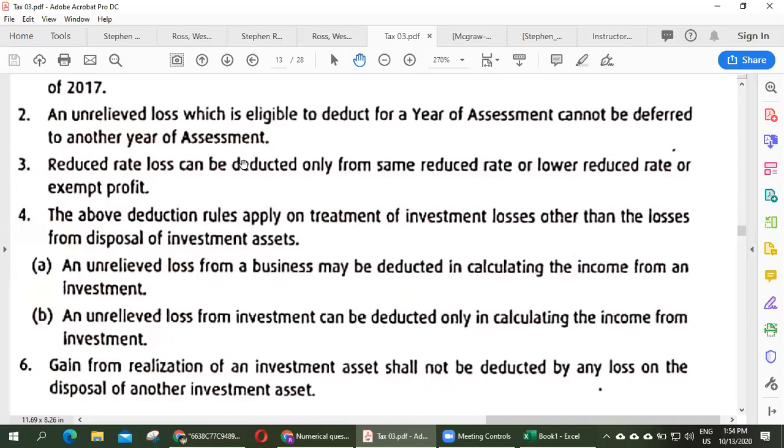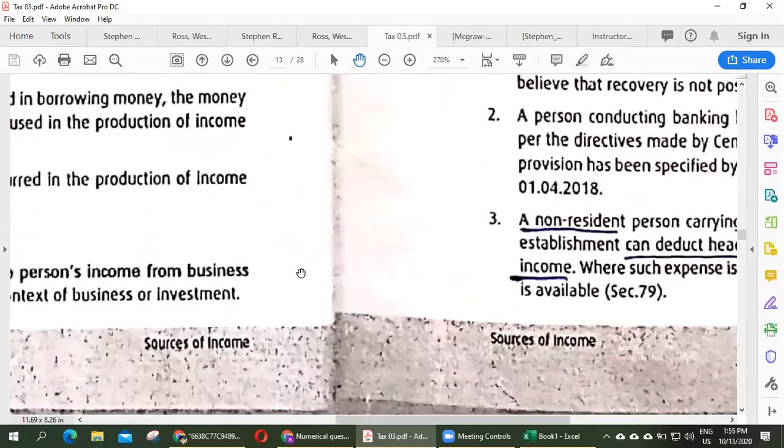The above deduction rule applies to the treatment of investment losses other than losses from the disposal of investment assets. So an unrelieved loss from a business may be deducted in calculating the income from an investment asset. And an unrelieved loss from investment can be deducted only in calculating the income from investment. Gain from realization of investment assets shall not be deducted by any loss of the disposal of any other investment assets.